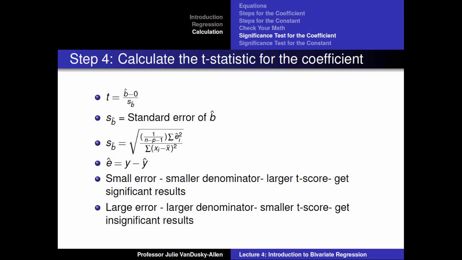In sum, when our independent variable predicts our dependent variable well, then our errors are smaller, our standard error is smaller, our t-score is larger, and we get significant results. Alternatively, when our independent variable does not predict our dependent variable well, our errors are larger, our standard error is larger, our t-score is smaller, and we do not get significant results.